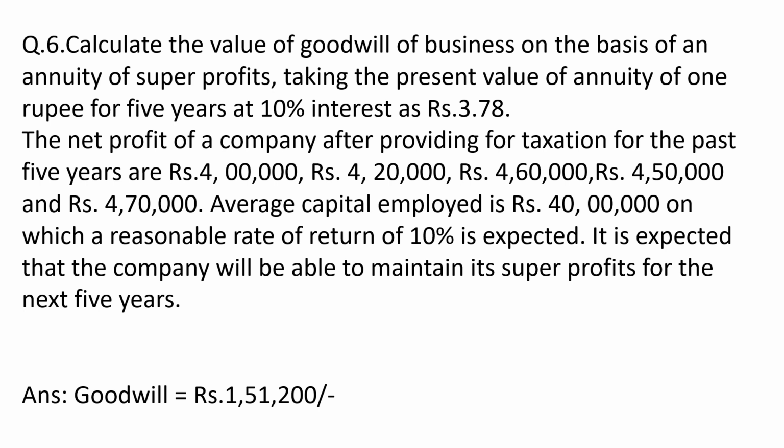Net profit of the company after providing for taxation for the past 5 years are 4 lakh, rupees 4,20,000, rupees 4,60,000, rupees 4,50,000 and rupees 4,70,000. So this is a 5-year net profit. From here we can calculate the average profit by adding all the net profit given, divided by the number of years. We have a total of 5 years, so we will get the average profit.